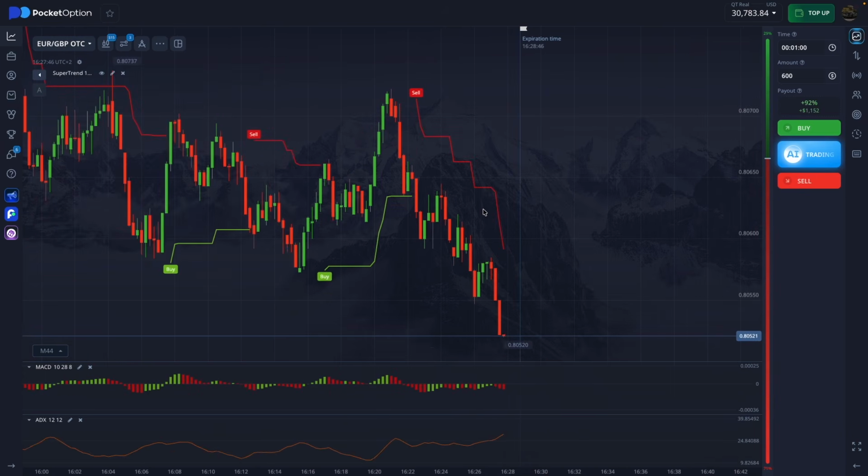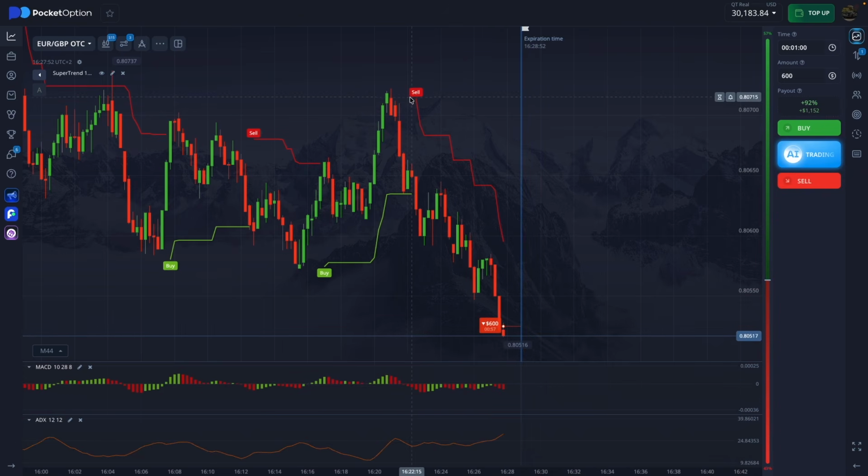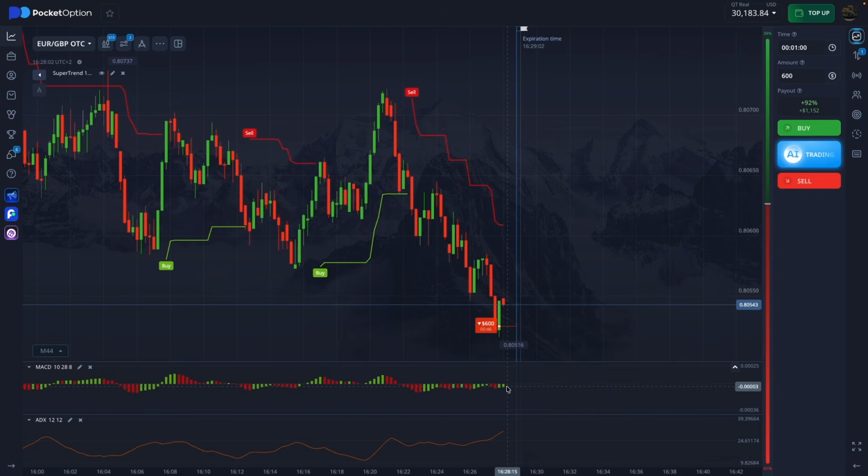I continue to watch what is happening. Well, here I can enter a down trade. So, what do I see on the chart? There is an active sell signal from the SuperTrend indicator, the ADX shows a value higher than 25 and the ADX indicator line is pointing upwards. And according to the MACD indicator, the bars are drawn below the 0 level. So I entered a down trade for $600.